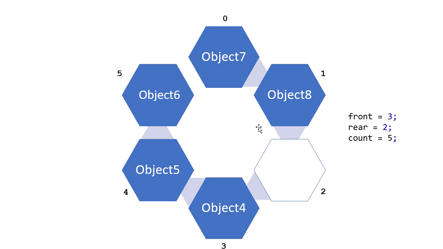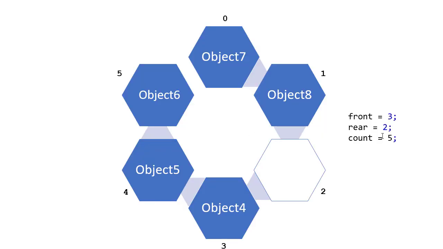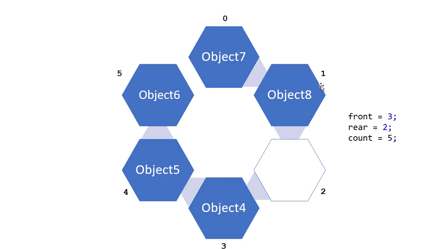And this exact circular queue can be implemented with an array just like this. And you'll notice object 4 is at index 3, object 5 index 4, object 6 at 5, object 7 at index 0, and object 8 at index 1. And so if we go back, you can see here's object 8 at index 1, object 4 at index 3, and so forth. So they're the same queue. We're using a regular array that you should have seen many times before to represent this circular data structure.